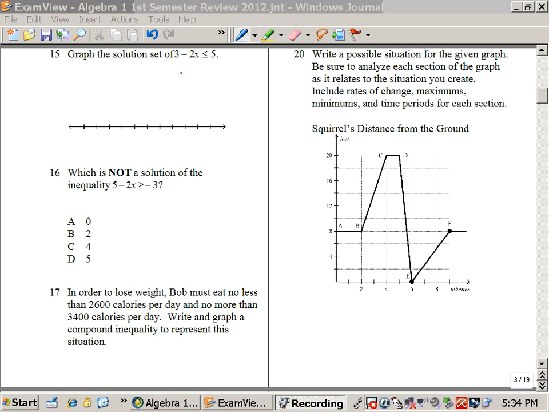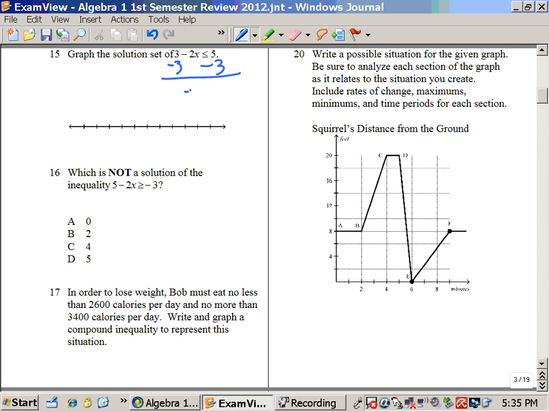Number 15, I need to graph the solution set. So the first thing I need is to find the solution. I need to subtract 3 from each side. -2x is less than or equal to 2. Divide both sides by -2. x, flip the sign, is greater than or equal to -1.